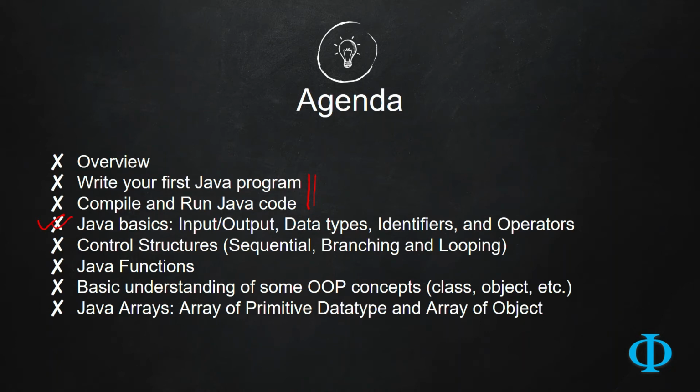After you feel comfortable with all these basic programming concepts, we will start spending time understanding different control structures in Java, such as sequential control structure, branching control structure, and loop control structures. After that, we will also understand Java functions, like what is a function, how to call a function in Java, how to write a function in Java, and all these different things.